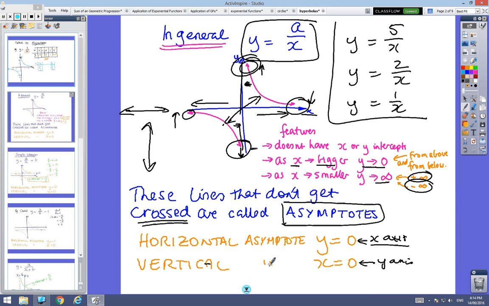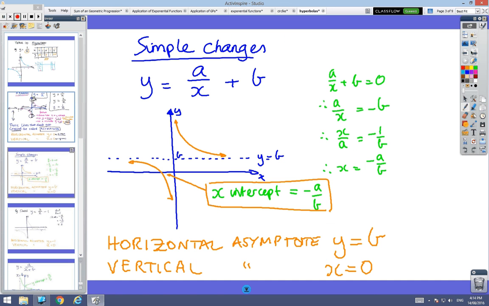So copy and come across. So we've got some simple features, simple changes. We take the basic curve, and we can add a number, and all that happens is the curve just gets pushed up by that value. Okay, so when it was previously on the x-axis, we're just going to push up the curve by a value of b.